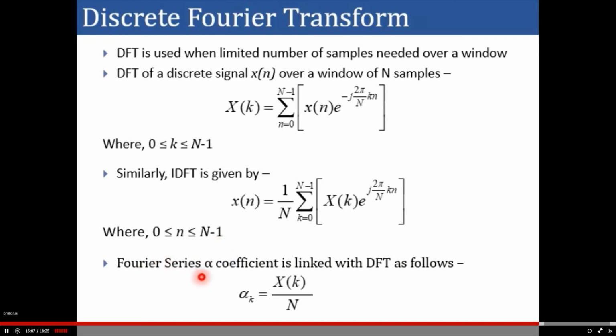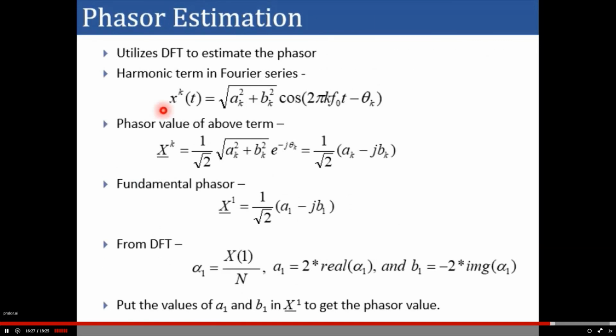Now, the Fourier series coefficient alpha is linked with the discrete Fourier transform, and we can define alpha k as nothing but the DFT of the signal x, that is X(k), divided by capital N. Let's talk about the phasor estimation. What does phasor estimation do? It utilizes the discrete Fourier transform to estimate the phasor.